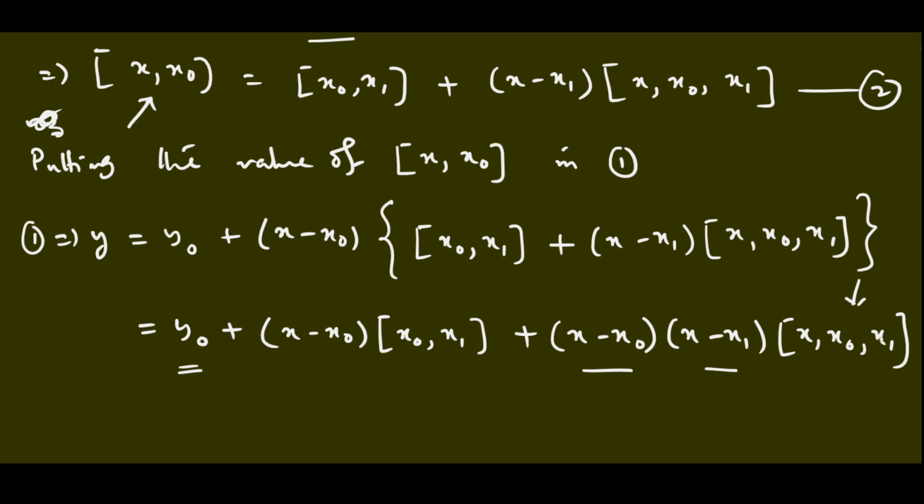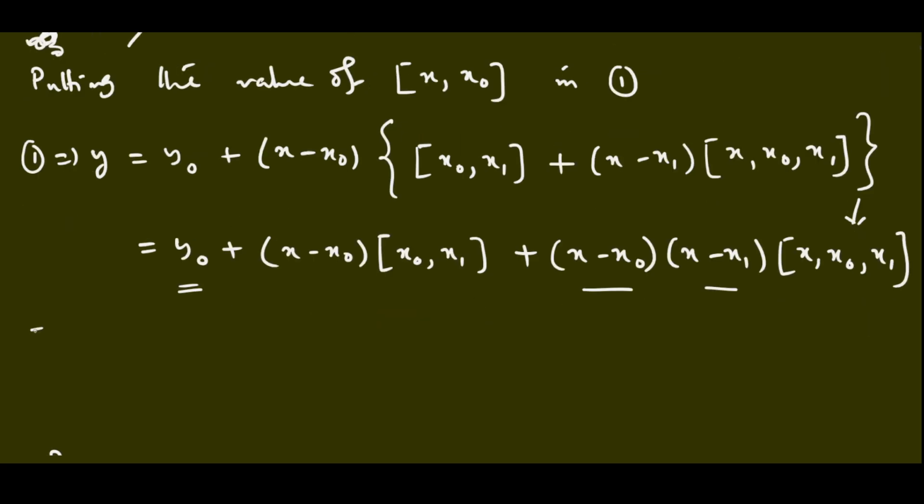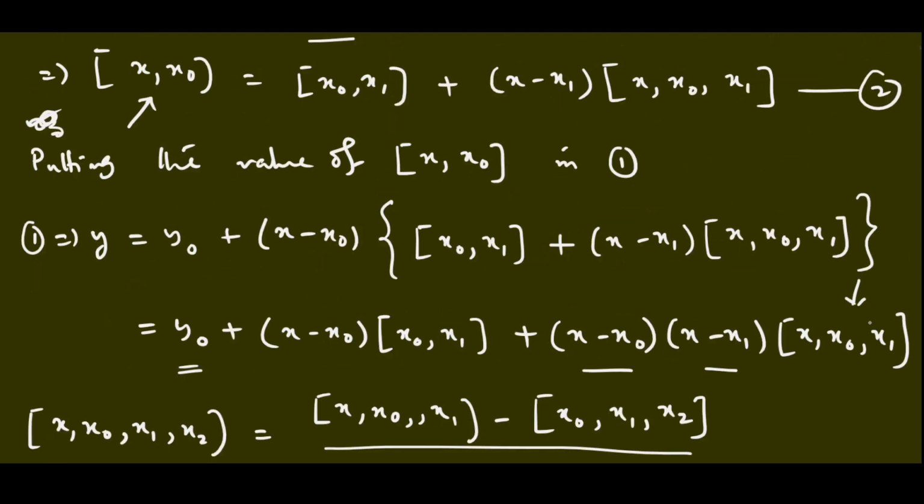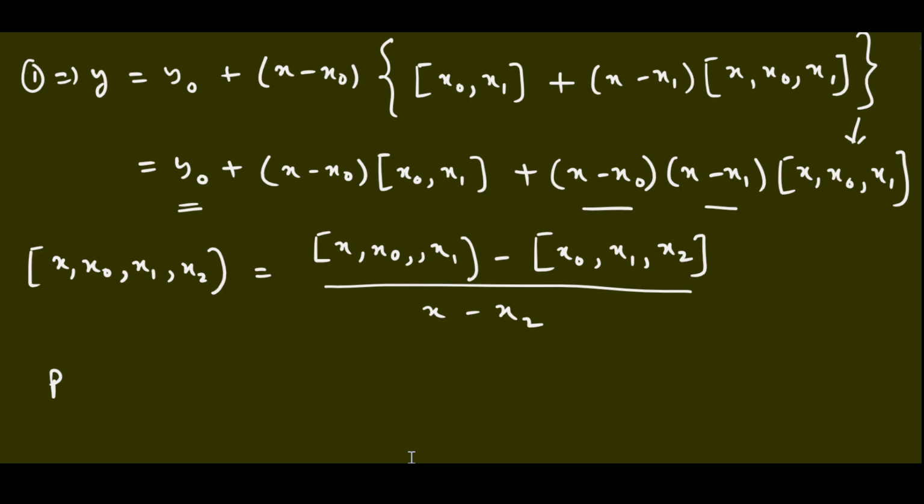So what we'll do now, in the same way, we'll go for x naught x1 and x2. So this will be your x naught x1 minus x naught x1 x2 divided by x minus x2. So again we'll do cross multiplication. The cross multiplication thing you do, we cross multiply it. So after cross multiplication, this equation is equation number 3. Okay, this is equation number 3. So if we do cross multiplication, now what will we get?